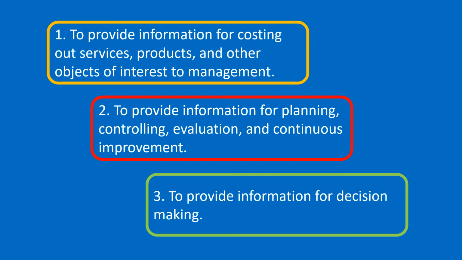These 3 broad objectives show that managers and other internal users need access to management accounting information and need to know how to use it. It can help them identify and solve problems and evaluate performance. Accounting information is used in all phases of management, including planning, controlling, and decision making.